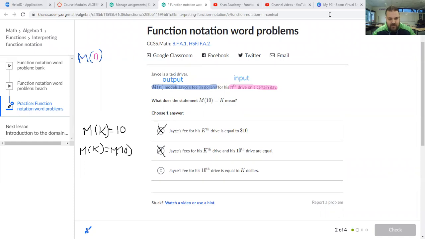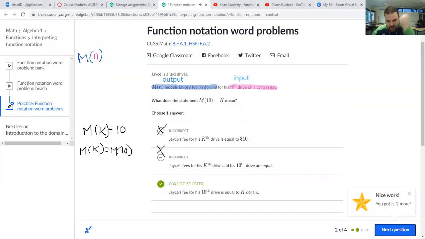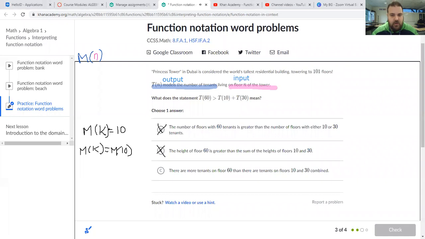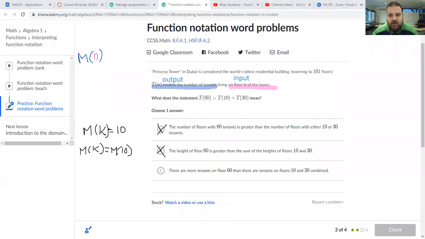So M of 10 equals K. We're saying on his 10th drive, the fee is equal to K dollars. Yeah, Jace's fee for his 10th drive is equal to K dollars. All right, let's keep it moving. 2 for 2. All right, let's take a look at this one.